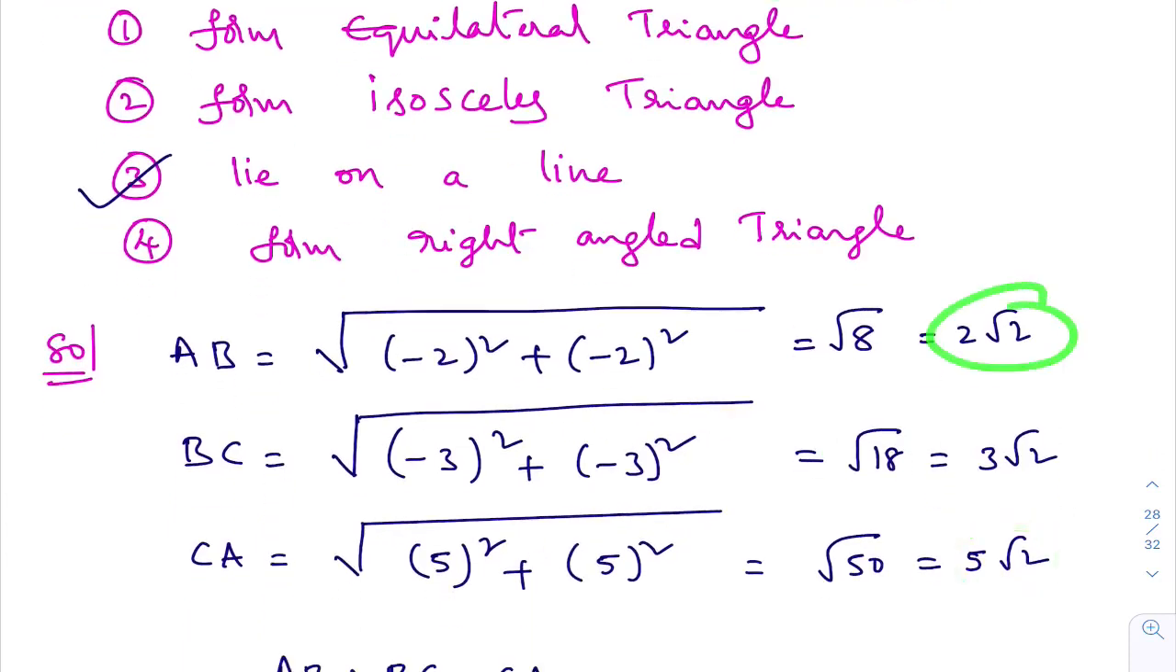You observe, are these 3 the same? No. So the first option is the wrong option. It is not an equilateral triangle. Are any two distances equal? No. So the second option is also the wrong option.